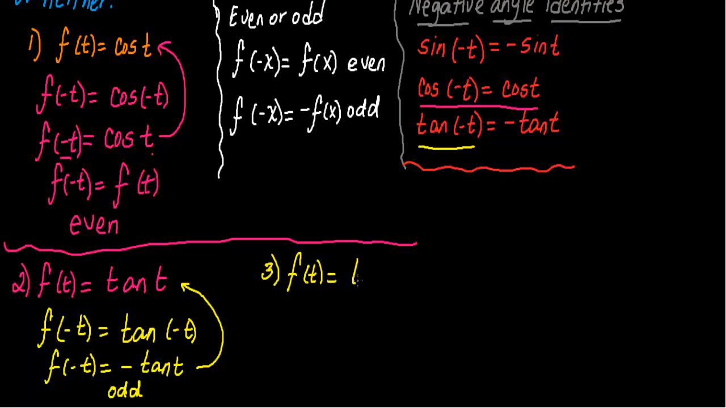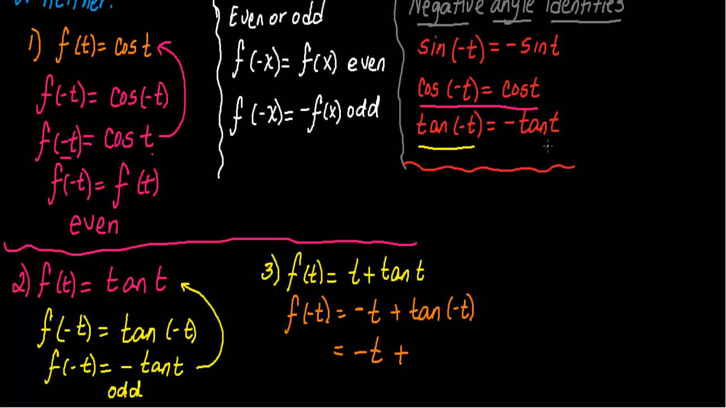F of t is equal to t plus tangent of t. And let's see if it's even, odd, or neither. Remember, the first thing we do is evaluate the original function at the negative t value. We substitute anywhere there's a t. We're going to write negative t. Okay, so I took the original function and substituted. Now we evaluate. This is equal to negative t plus tangent of negative t, and if we use our negative angle identity, I can substitute this for negative tangent t.